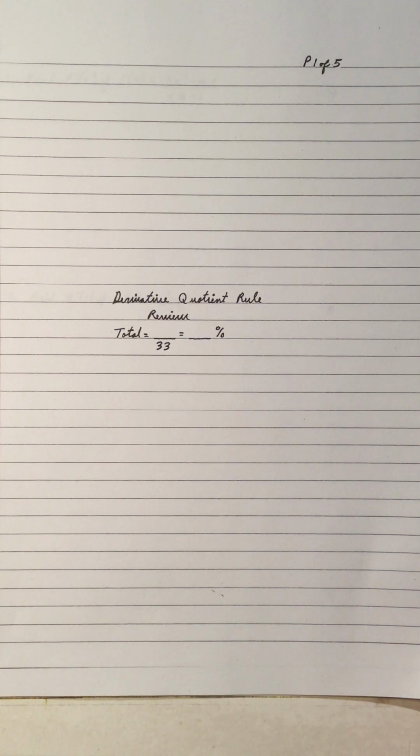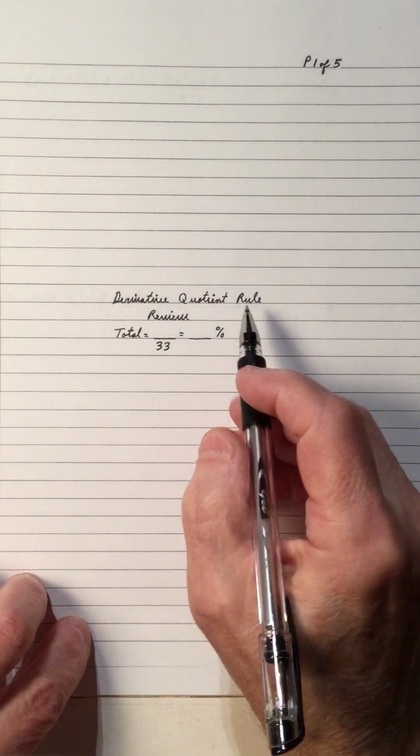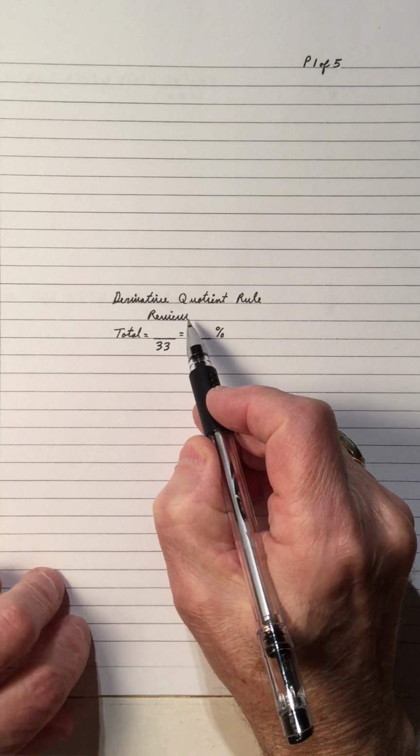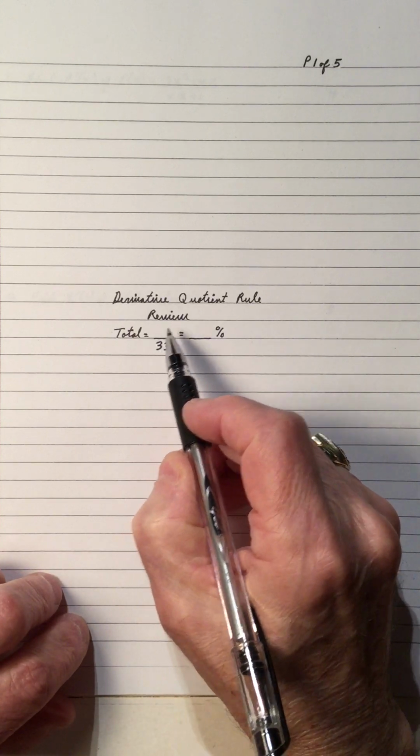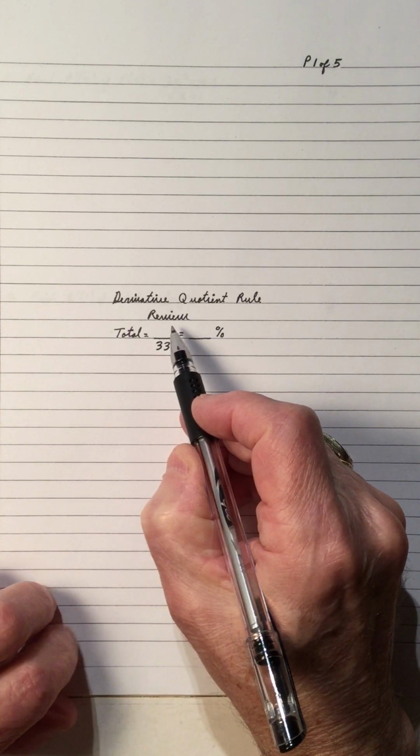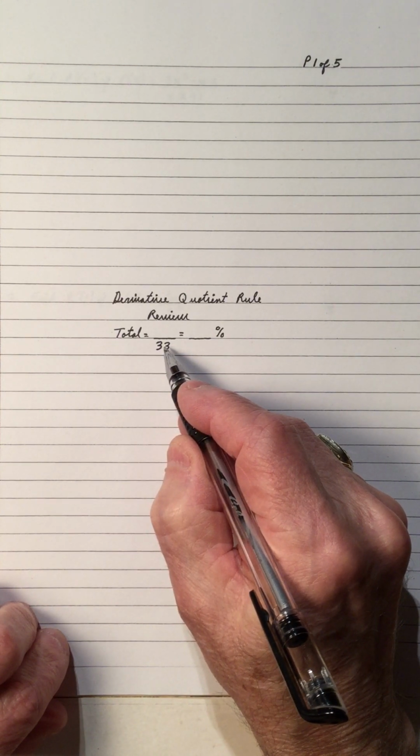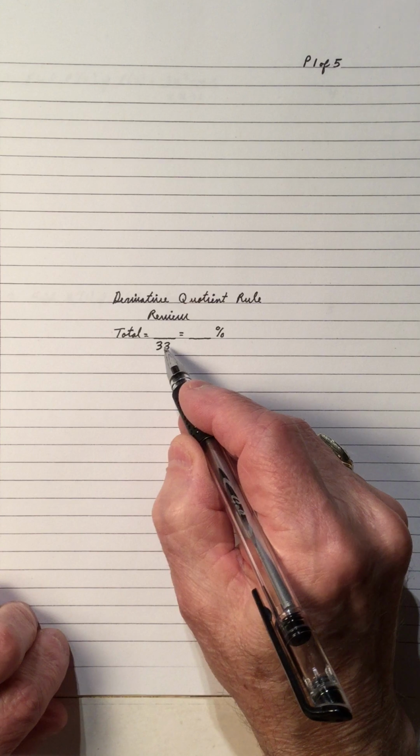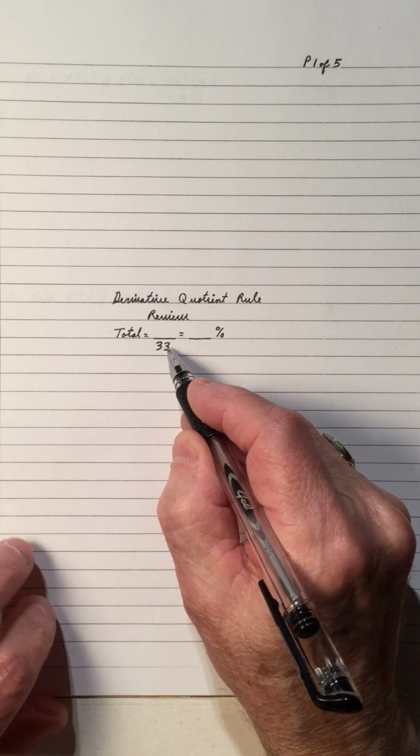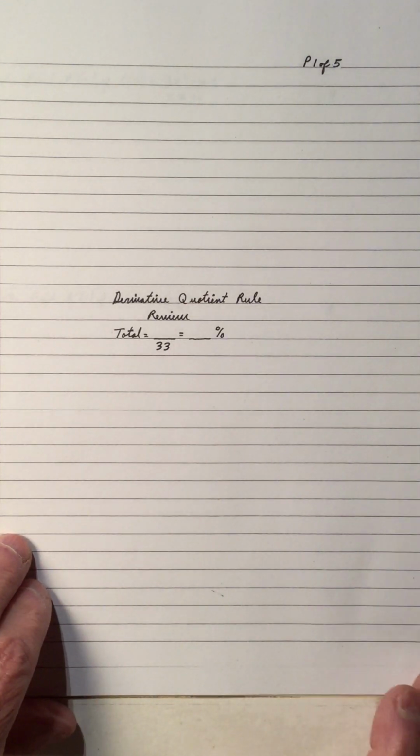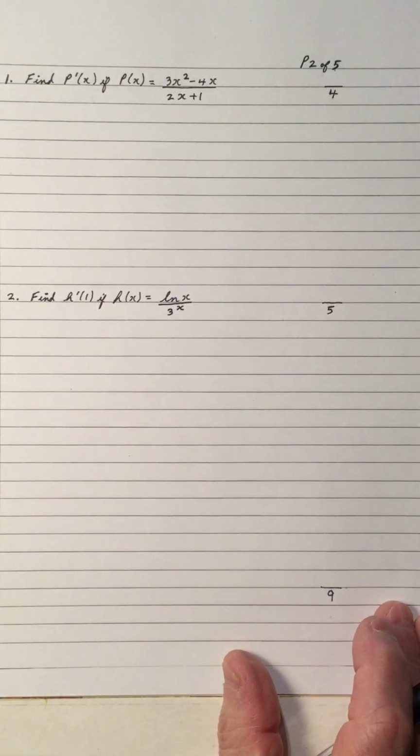Hi, welcome to my video on the derivative quotient rule, and this is the review of the unit. As in all my reviews, you can treat it as a test or a quiz where you can score each question and total up the page and add the pages together to see what mark you're going to score out of 33. Here we go.